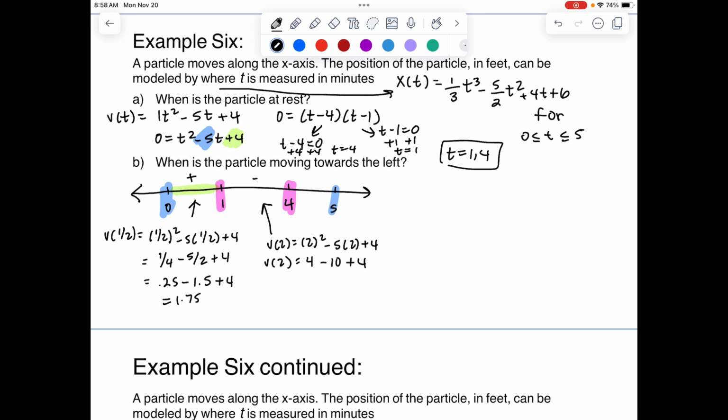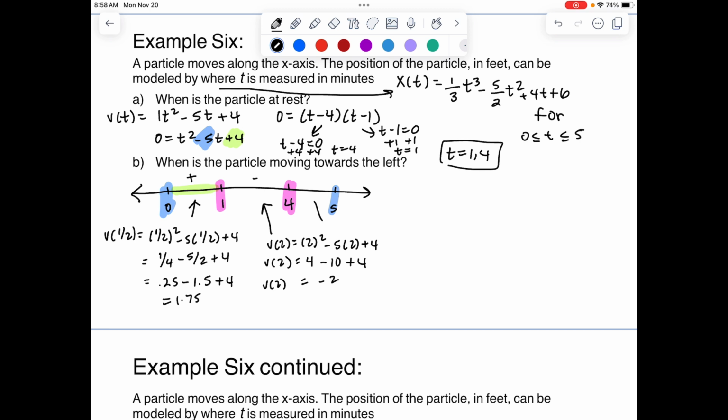So I'm going to just write a negative on that interval, but technically the velocity at 2 is negative 4, right? Oh, no. Sorry, it's negative 2, because negative 6 plus 4 is negative 2.